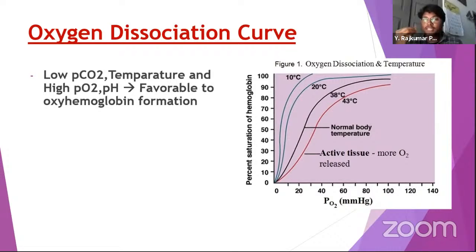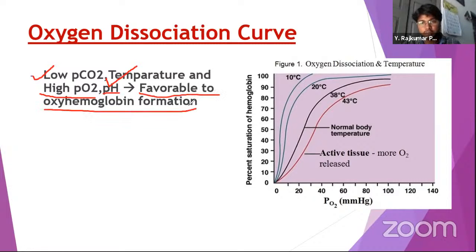Dear students, here oxyhemoglobin means nothing but the hemoglobin which is associated with the oxygen. Hope I am clear. Okay, let me explain it further. See the favorable conditions first. The low carbon dioxide percentage and temperature, and high partial pressure of oxygen and pH are favorable to formation of oxyhemoglobin. Let me repeat again.